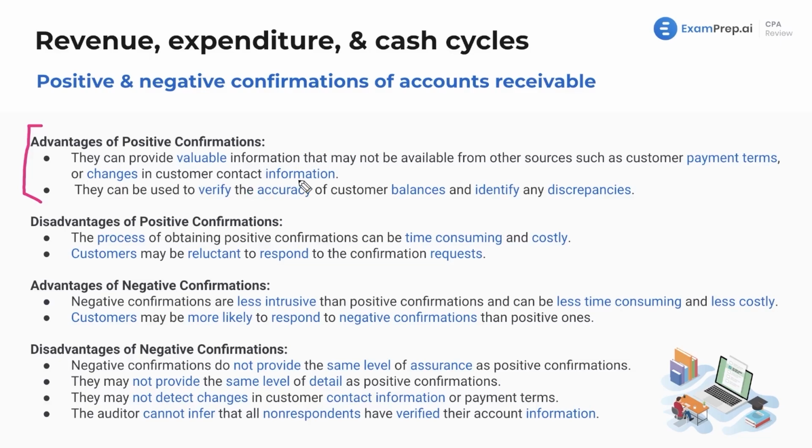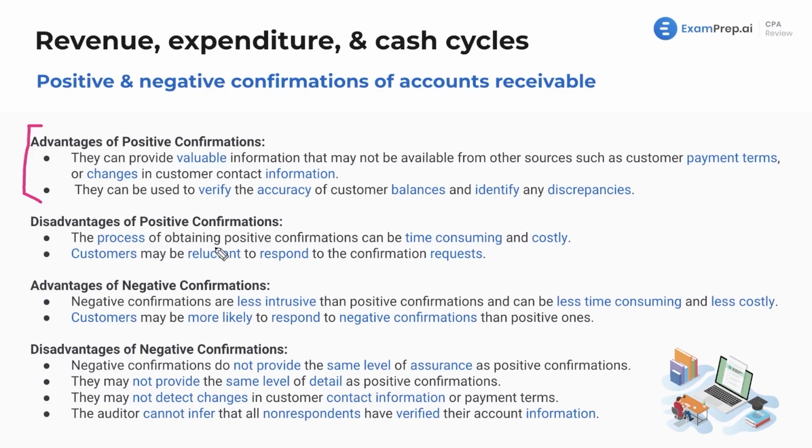If you send out this form to a customer, they may respond and say, "Hey, our terms are actually this," or "We actually changed." This is essentially getting in touch with the customer, so that can be helpful for the audit client. Right? Contact information can be updated. These can also be used to verify the accuracy of customer balances and identify any discrepancies. Perfect. Now, what are the disadvantages here?